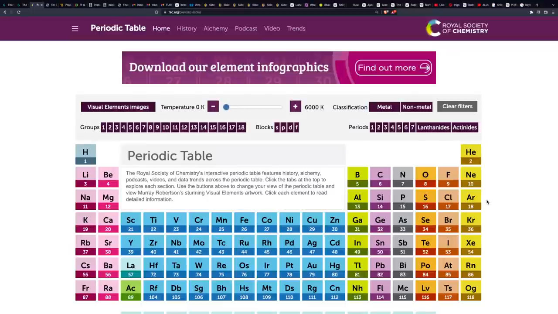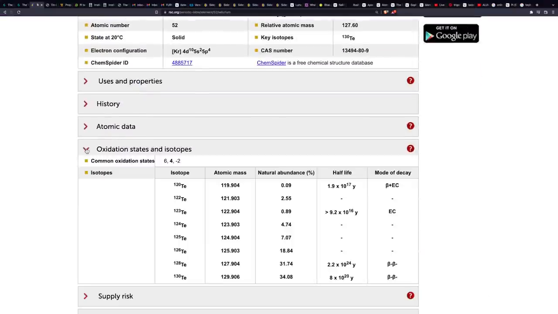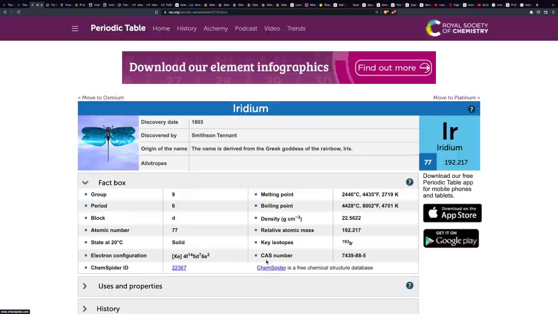Always want to go right back to the periodic table. And you're going to get into this element right here, antimony and tellurium. Tellurium, come down to the oxidation states and isotopes. There it is. 124. Now, the natural abundances give us clues as well. So what is 7.07? 77. And what is 77? 77 is iridium. What is iridium tied to?